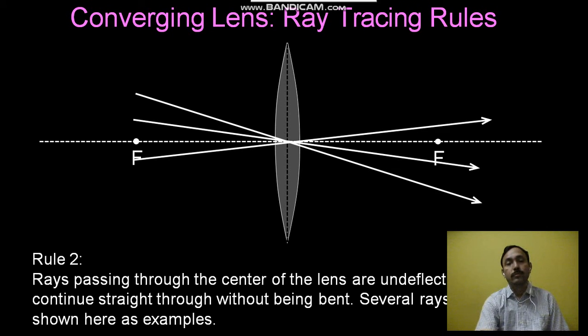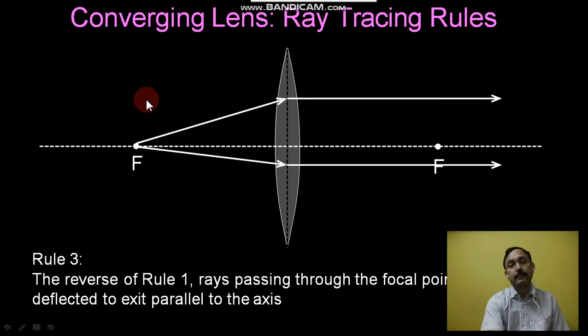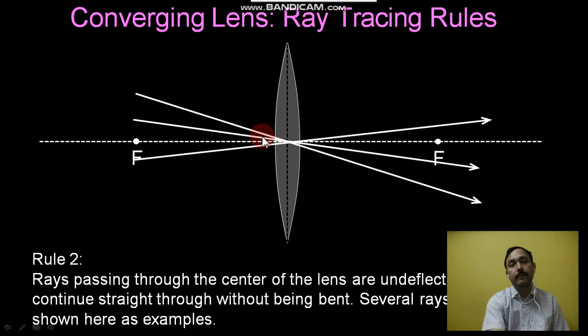Rule 2: rays passing through the center of the lens are undeflected. They continue straight through without being bent. Several rays are shown as examples. Look, this ray is passing through the optical center of the lens.